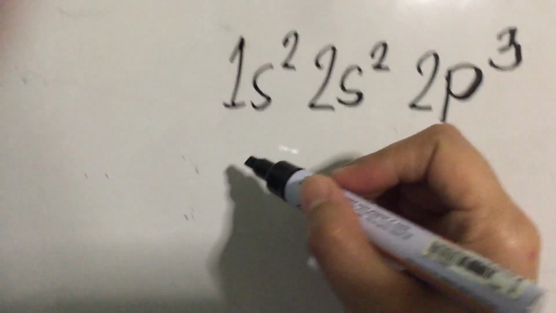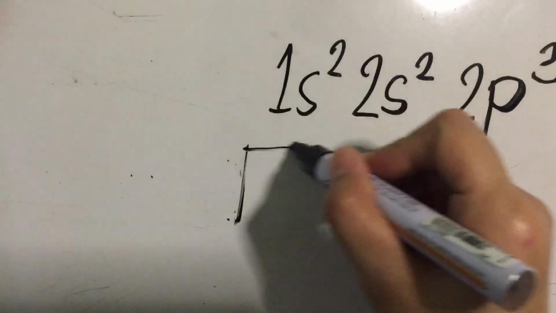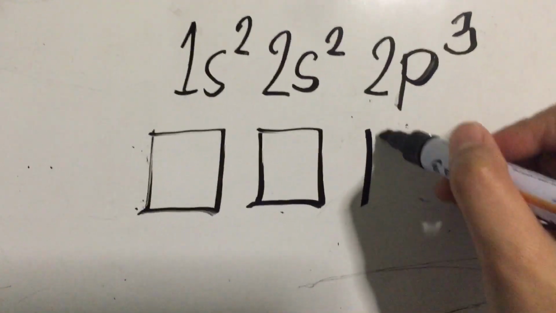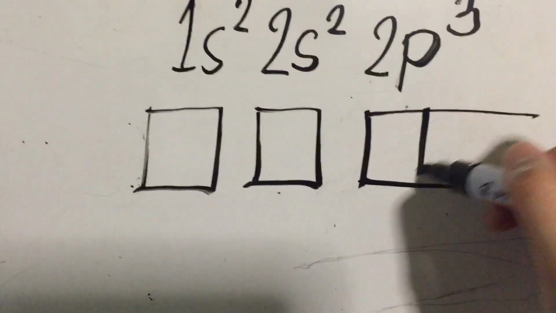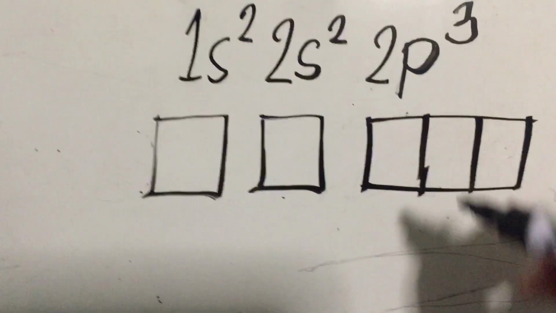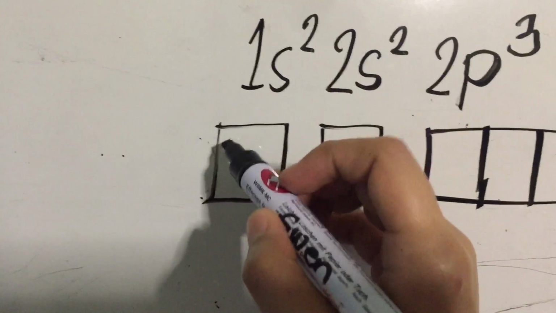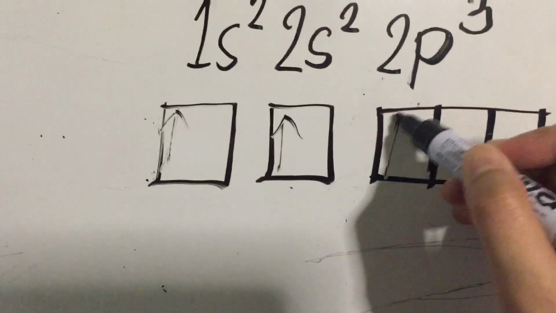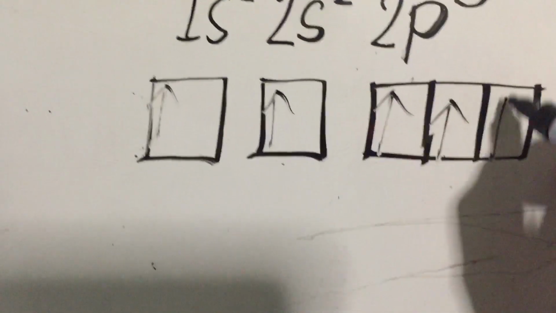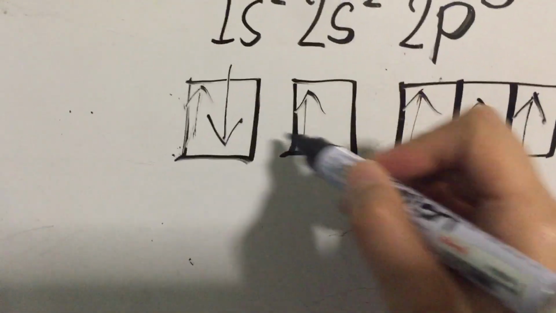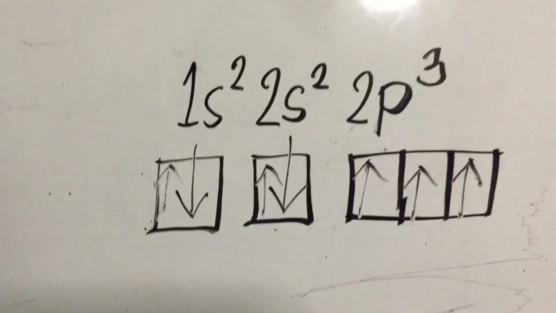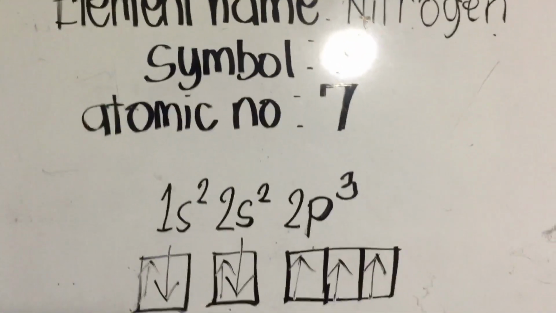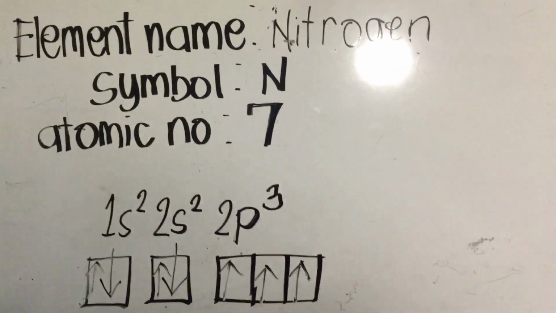Okay, apply natin yung rules. Kapag S, 1 box lang. Okay, 1 box. Kapag P, 3 boxes. Okay, apply natin yung rule. Okay, lahat muna up. So 1, 2, 3, 4, 5, 6, 7. Okay, so yan na yung electron configuration ng element 7 which is nitrogen.